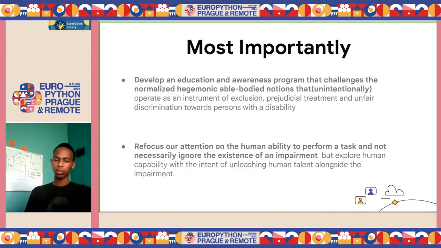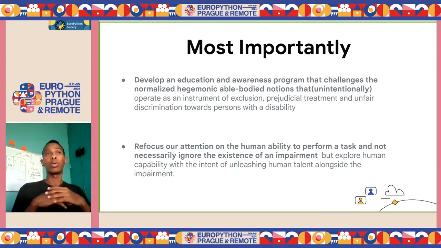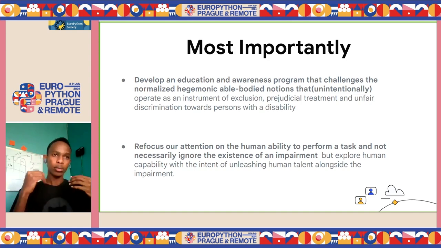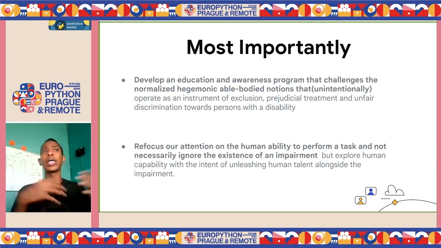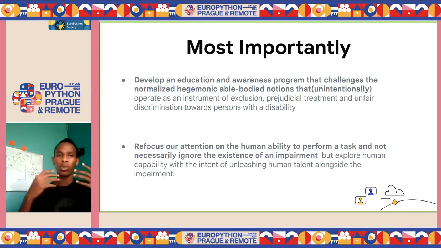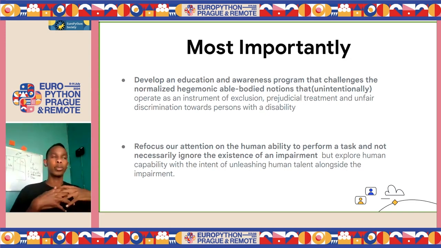One of these is probably making sure you have an inclusive venue, so that they can easily walk around or access anywhere in the venue without having to need help. Another thing, most importantly, is to develop an education and awareness program that challenges normal economic able-bodied notions. We've seen most of this is already happening in most of our communities, and that's really good. We're even hosting a pilot days special session. So those are some of the things that we are looking at. When you're developing an education and awareness program, you're trying to reach out to these people where they are, not creating special things for them.